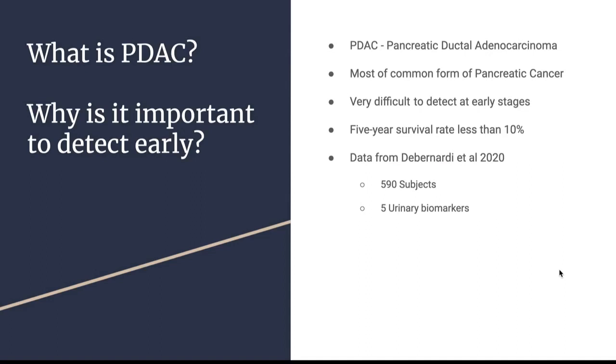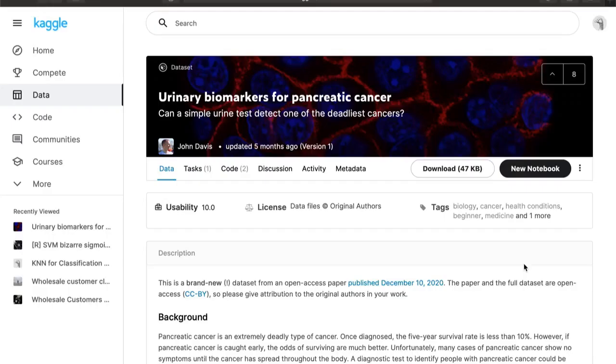The urinary biomarkers they used were creatinine, LYVE1, REG1A, REG1B, and TFF1. Additionally, it provided some basic background and information on the dataset itself and also the research paper.